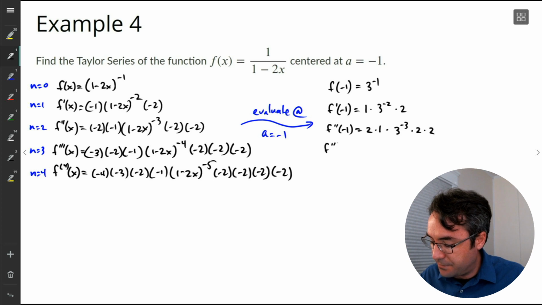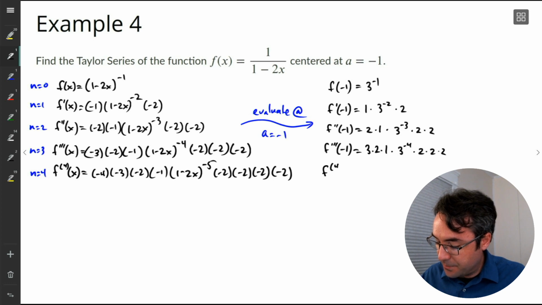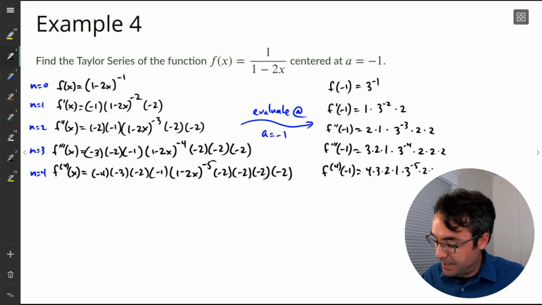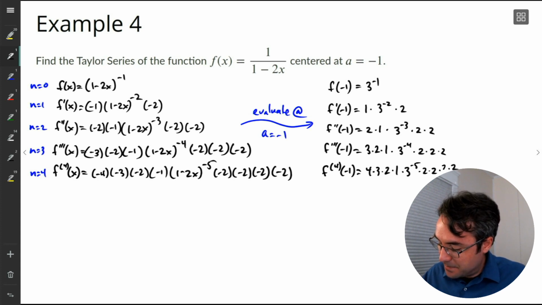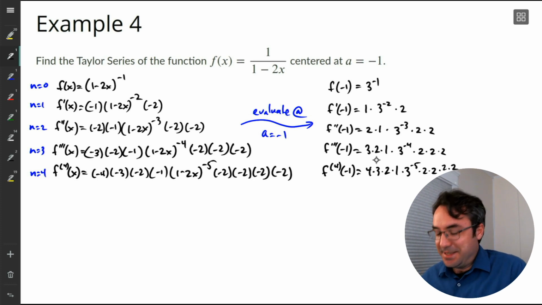And then our third derivative, we're going to end up with 3 times 2 times 1 times 3 raised to the -4 times 2 times 2 times 2. And then finally for our fourth derivative, when we plug -1 in, we're going to end up with 4 times 3 times 2 times 1 times 3 raised to the -5, and then 2 times 2 times 2 times 2. So we're going to end up with, well, you can kind of see what's happening here.